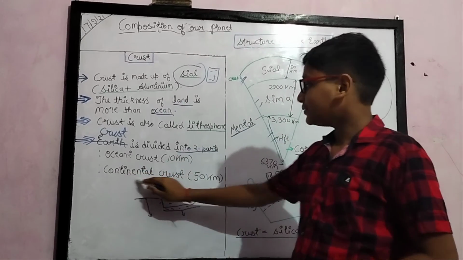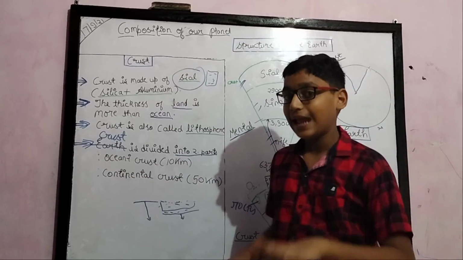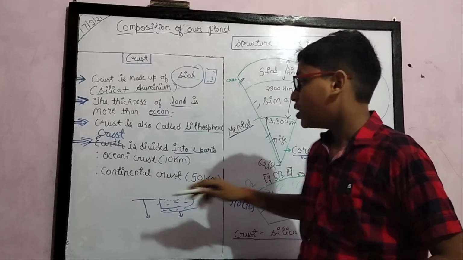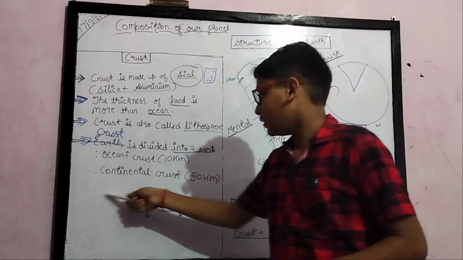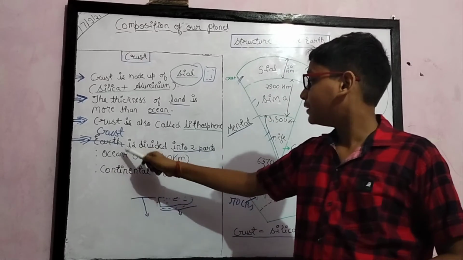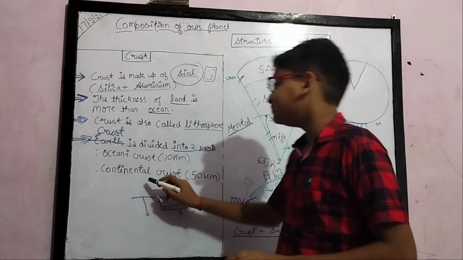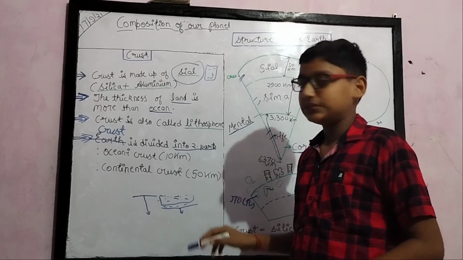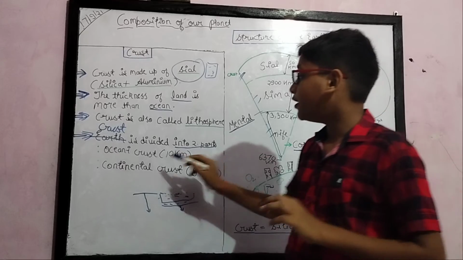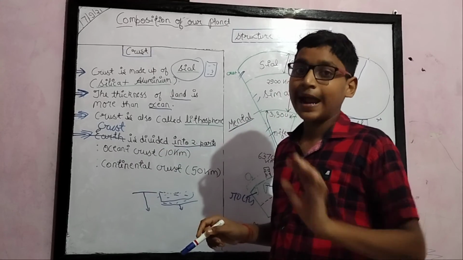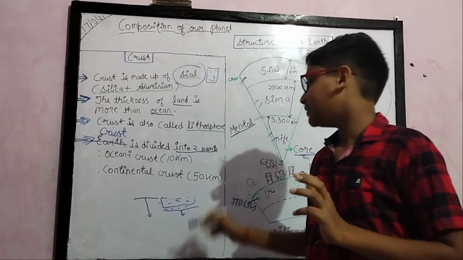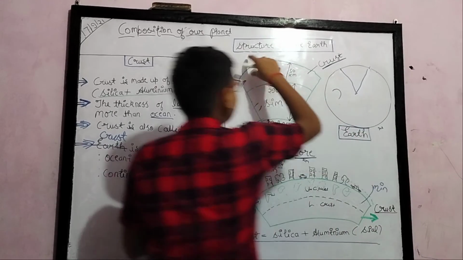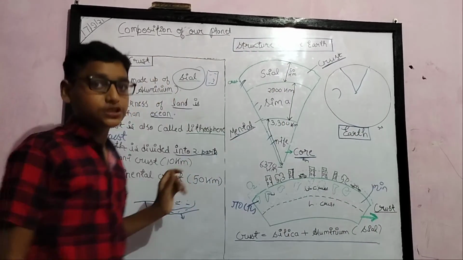So the continental crust means the land part of the Earth. As we have read, the thickness of land is more than the ocean. So the thickness of the continental crust will be more than the oceanic. This is right, because the continental crust is about 50 kilometers thick. But the oceanic crust is only 9 to 10 kilometers thick, while the continental crust is 40 to 45 to 50 kilometers. I hope you have understood this topic, the crust.